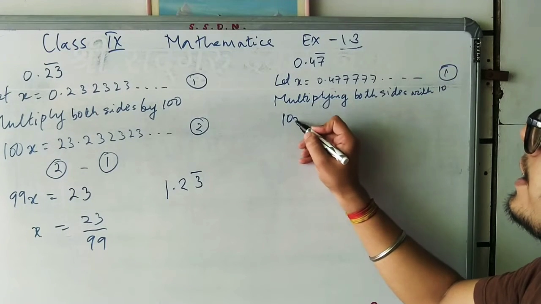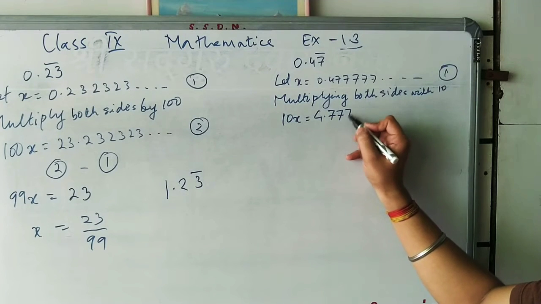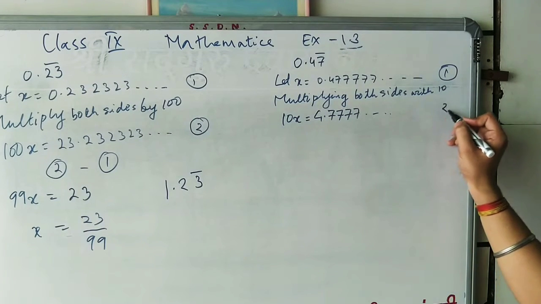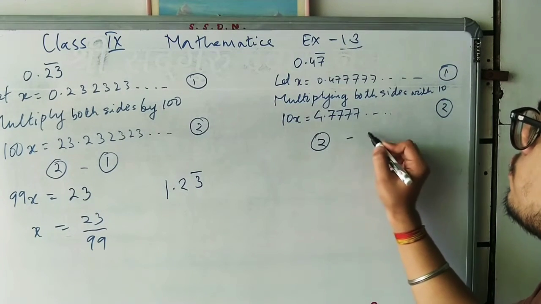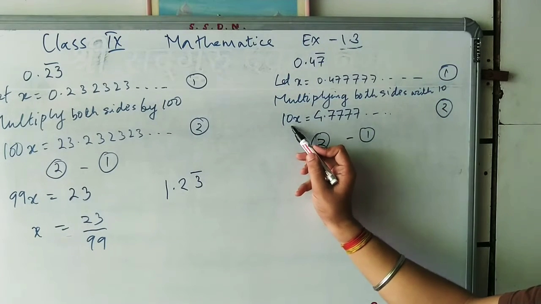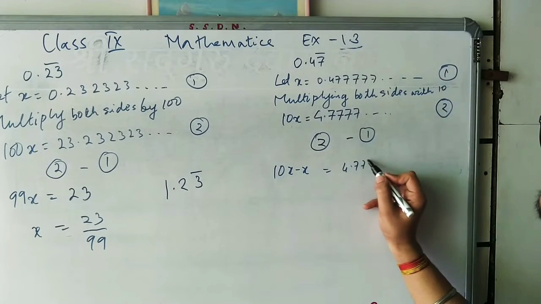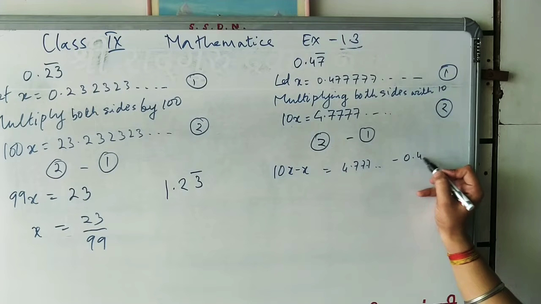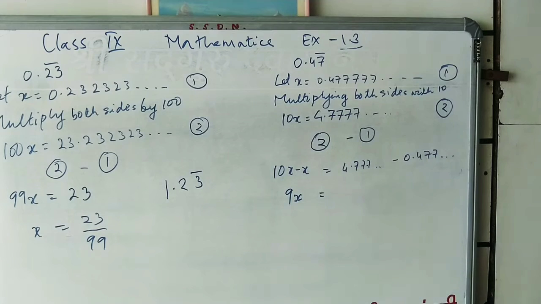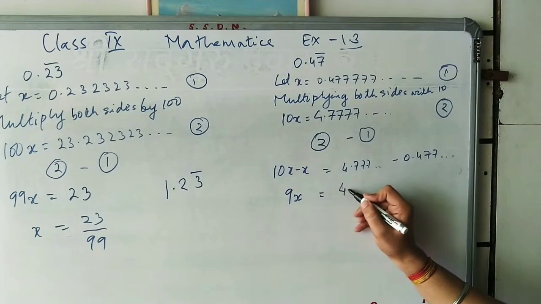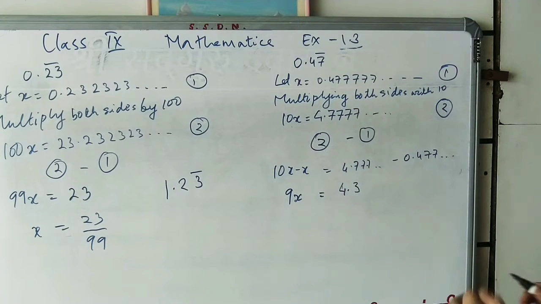So what do we get? 10x equals 4.7777 and so on. This would be our equation number 2. And the similar process, 2 minus 1. On subtracting x from 10x, we get 10x minus x equals 4.777 minus 0.477. 10x minus x is 9 times x, and 4.7 minus 0.4 is 4.3, and the rest gets subtracted.